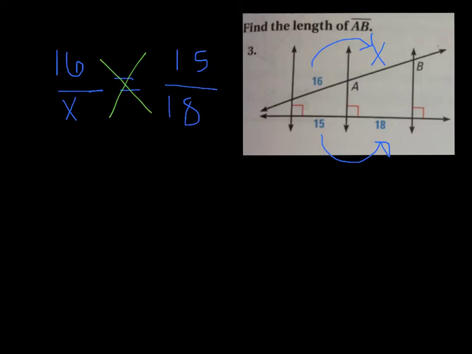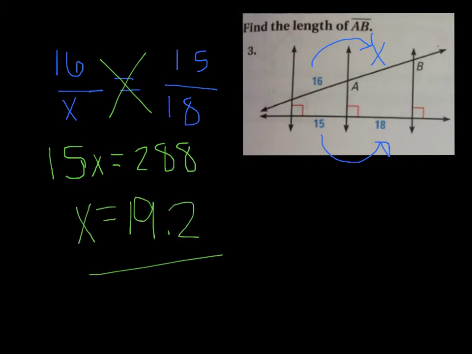So again, in our next step, this is where we cross multiply, and I get 15x equals 288, and then when I divide by 15, I get x equals 19.2.